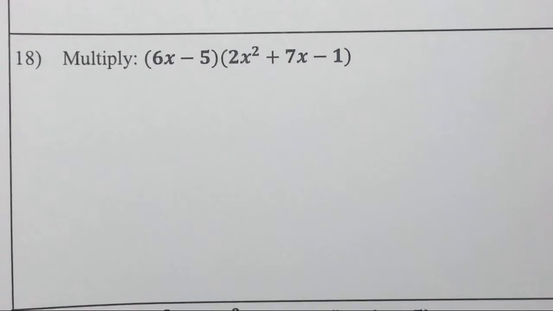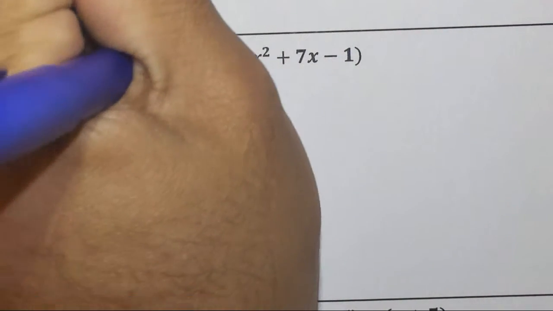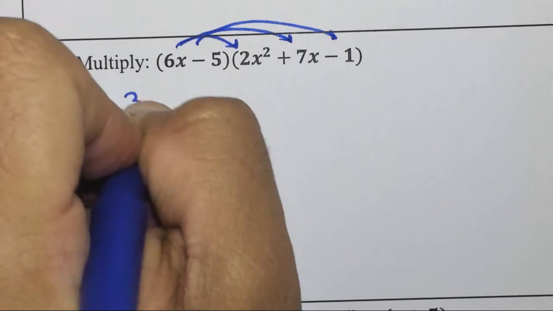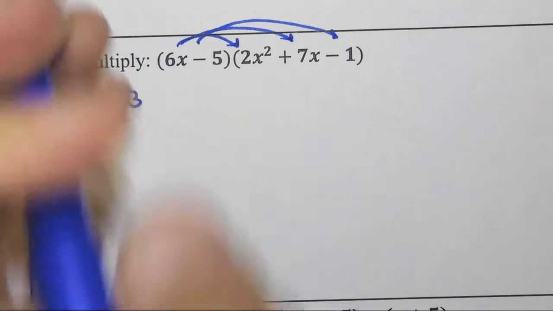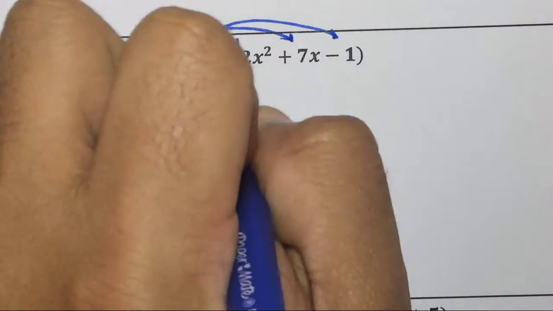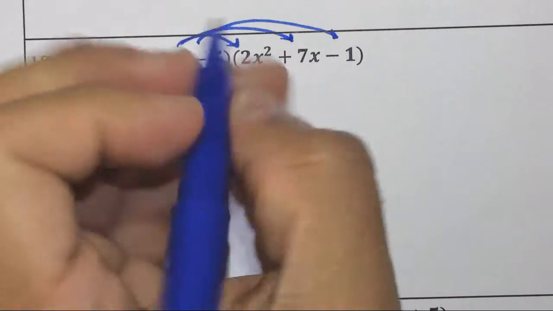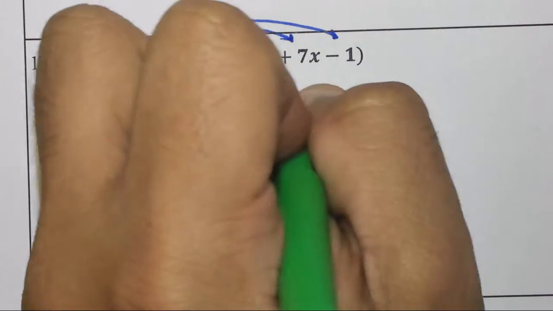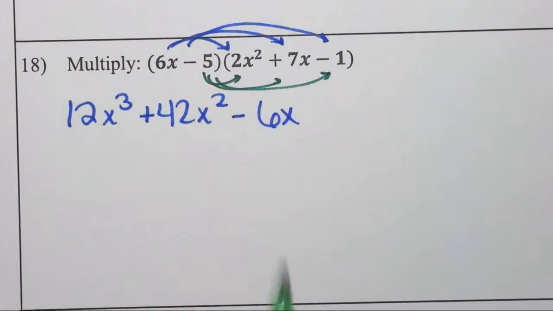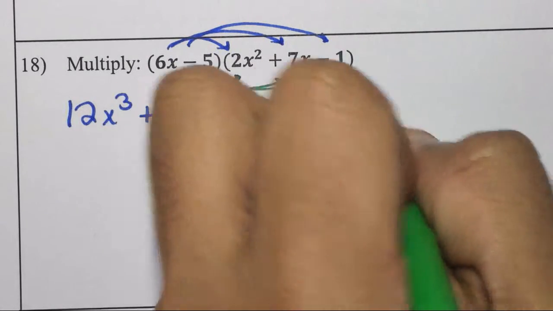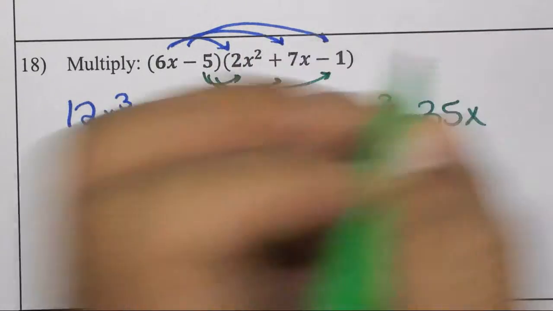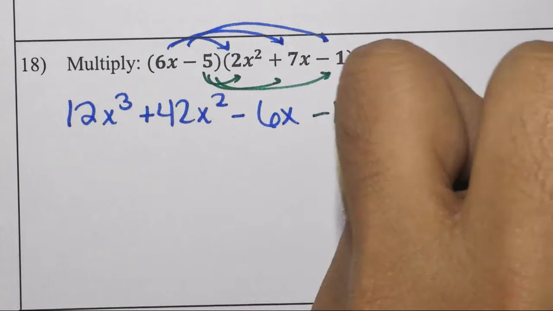Number 18, you want to distribute that 6x to everything. So you have 6x times 2x squared, so that's 12x to the 3rd. 6x times 7x, so that's plus 42x squared. 6x times negative 1, so that's a negative 6x. And then you want to do the same thing to the negative 5. So negative 5 times 2x squared is a negative 10x squared. Negative 5 times 7x is a negative 35x. And negative 5 times a negative 1 is a positive 5.